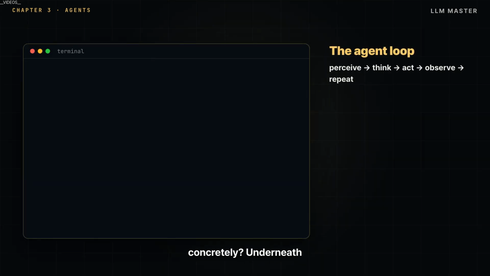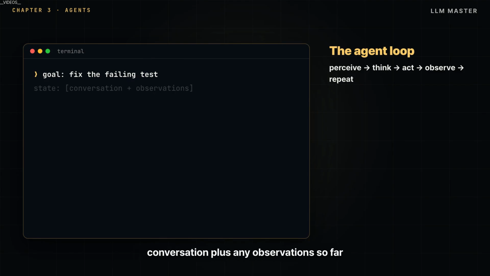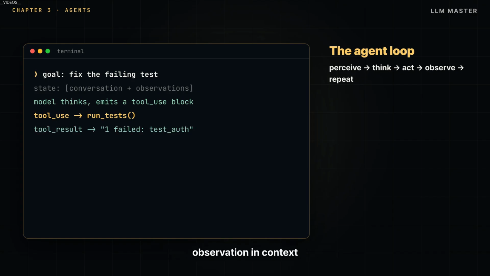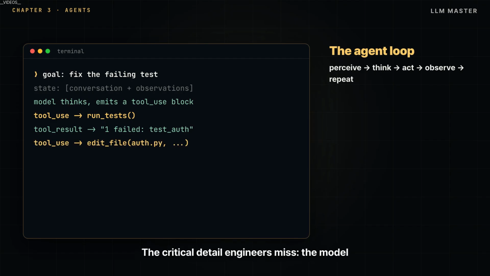So what is that loop concretely? Underneath, it's the same tool use exchange from the last chapter, just run repeatedly. The model perceives the current state, the conversation plus any observation so far. It thinks and decides on an action, which it emits as a structured tool call, a tool_use block. Your code, not the model, executes that action against the real world and feeds the result back as a tool_result. Then the loop runs again with that new observation in context. Perceive, think, act, repeat.